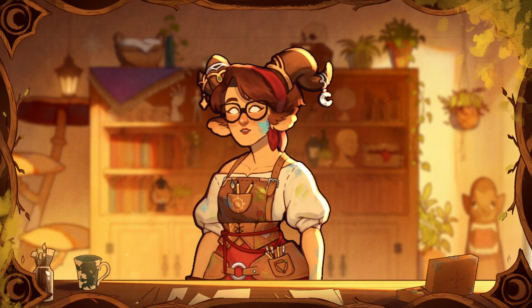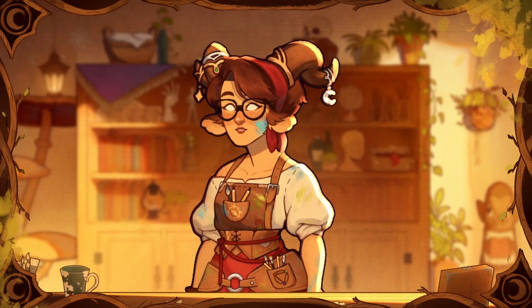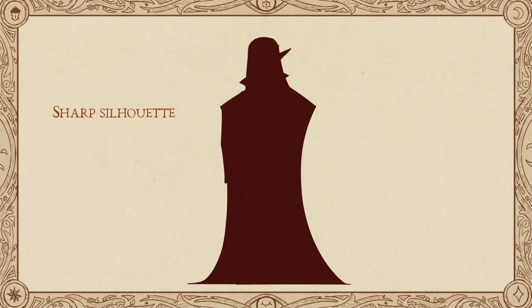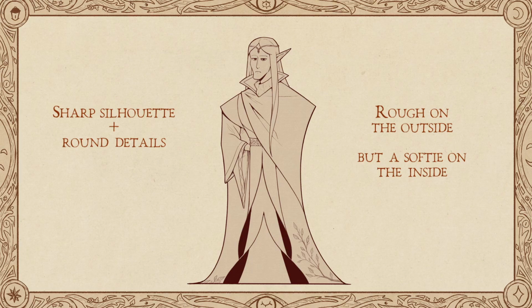This is a very simplified explanation, but shape language is a great tool to tell better stories. Like, if you have a character that has a very pointy and sharp silhouette, but also some of the details inside are round and soft, this character will read as intimidating and rough on the outside, but a softie on the inside.